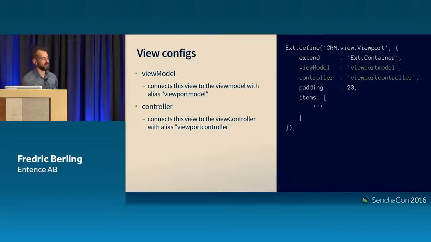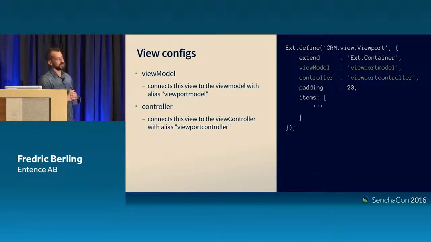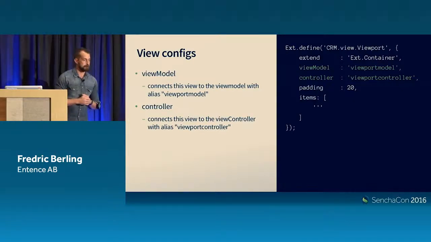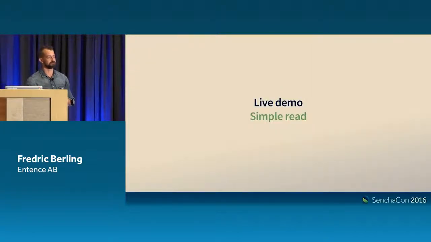Then all three classes, the view, view model, and view controller, are bound together using the viewModel config and the controller config on the view. So we tell the view, this is my view model class, and this is my view controller class. Also adding some padding there to make it super beautiful.